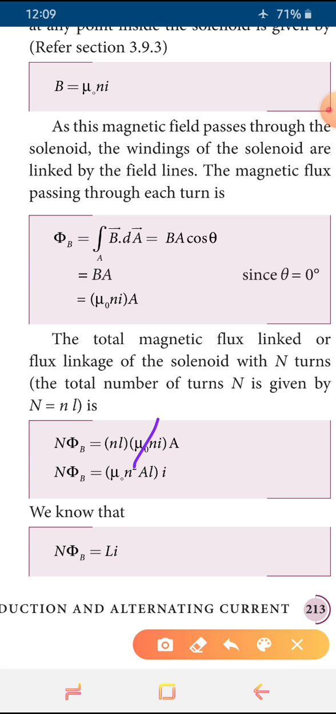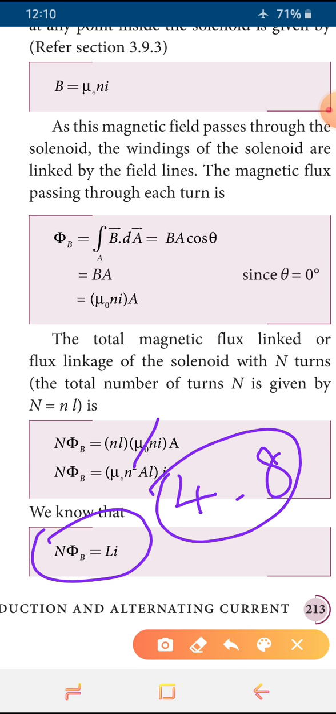And we know that for self-induction, in equation 4.8, in the previous page 212, we found this N phi B is equal to L I. Right? I think everyone has the book, so just refer to the book. N phi B is equal to L I.